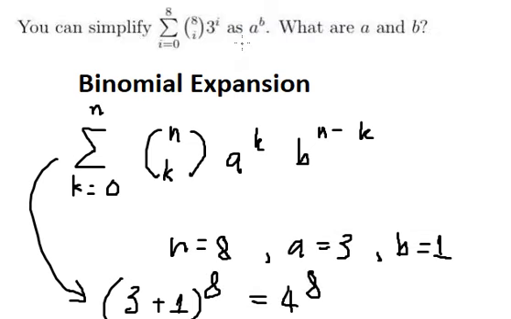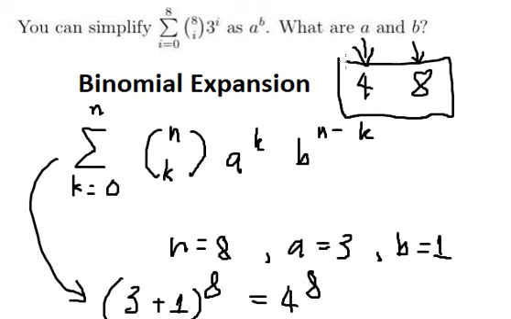And now go back to the question. They combine 4 to the power of 8 with 8 to the power of b. So a in here should be number 4, and b should be number 8. And this is the final answer.